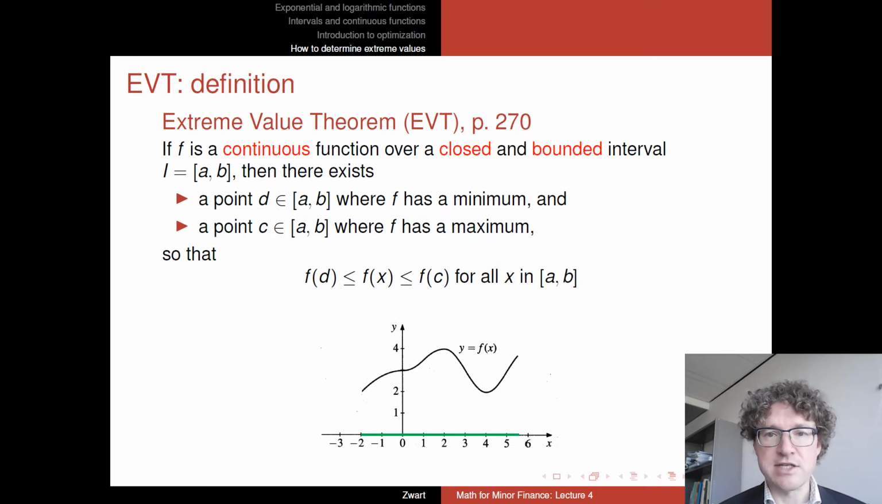which this f attains its minimum, and some other point in this interval, might be on the boundary, might be somewhere interior, where this f has a maximum. So that's what the extreme value theorem tells us. We know for sure there is a maximum and there is a minimum.